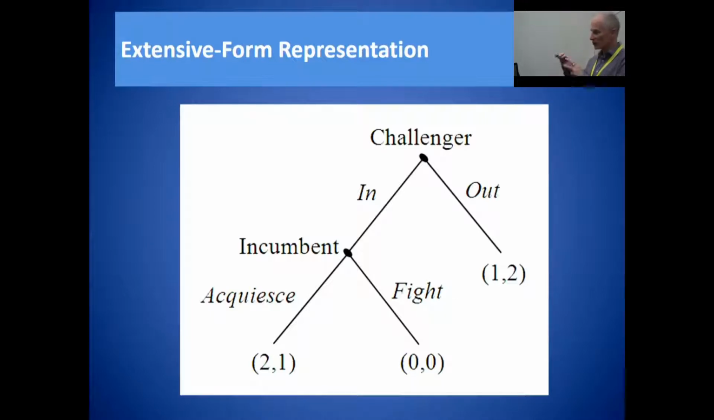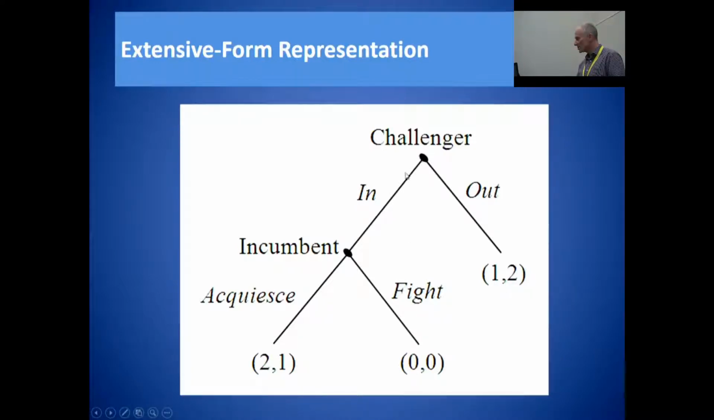More generally, though, in every single game that I give you, not just here, not just on your seminar discussion sheets, but also in the exam, I will always present these numbers in the order in which the players move. So the first figure will always be who moves first. In this case, the challenger. The second figure will always be who moves second. In this case, the incumbent. So, challenger chooses out, the game ends, and the payoffs are 1 to the challenger and 2 to the incumbent.